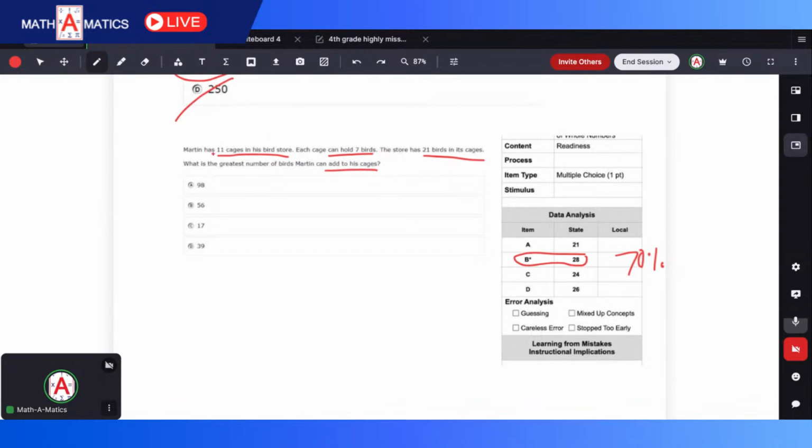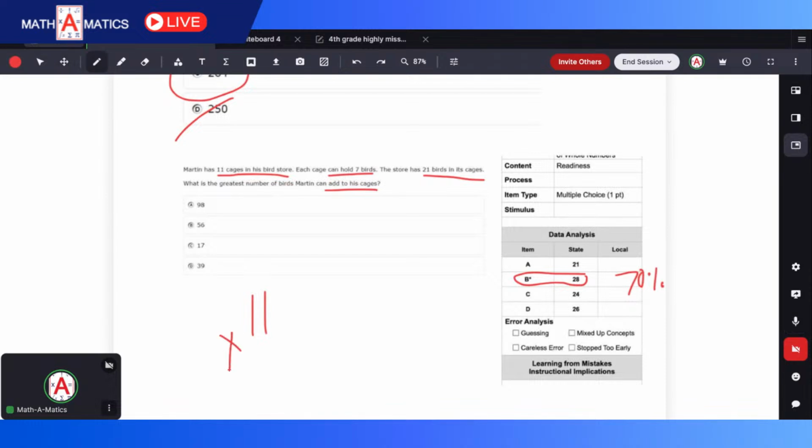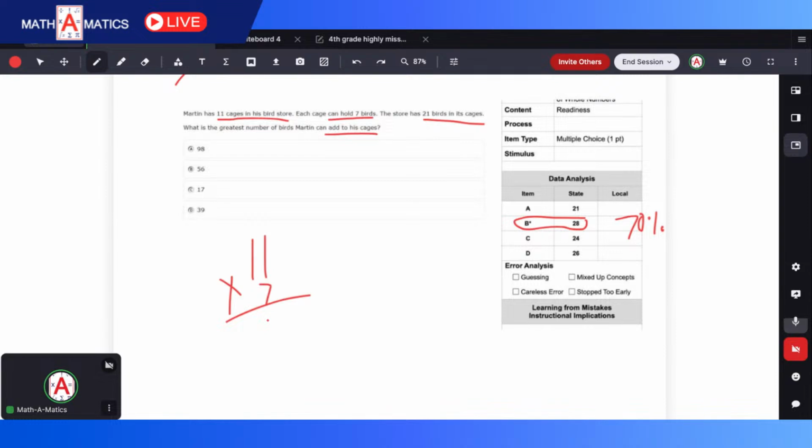So first we need to know how many birds total could we get in there. So Martin has 11 cages and it can hold 7. So our babies are really doing 11 times 7, which is absolutely a multiplication problem that they can get. Most of them know 1 times 1 is that number, so 77. The store has 21 birds. What's the greatest number of birds Martin can have or add to the cages?